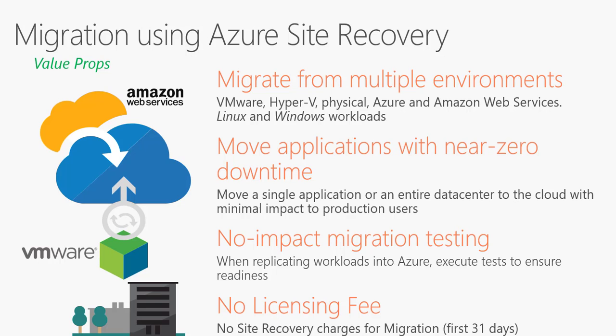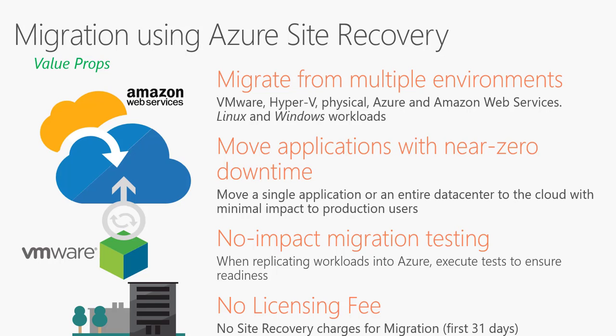Again, the ability to migrate from multiple environments, with heterogeneous support here across VMware, Hyper-V, physical machines, Azure to Azure, as well as third-party hosted and third-party public cloud providers like AWS, the ability to do migrations from AWS into Azure, and all these across Linux and Windows workloads. ASR also provides that ability to migrate these applications with near zero downtime and with zero data loss. So the ability to move either a single application or even an entire data center to the cloud with very minimal impact to production use.